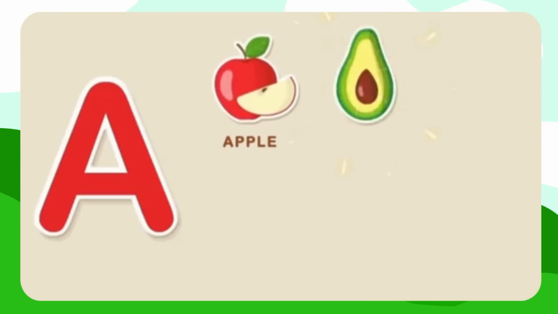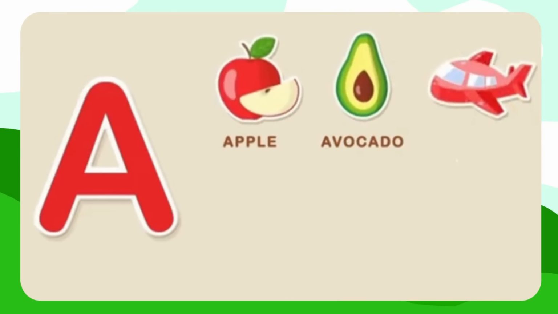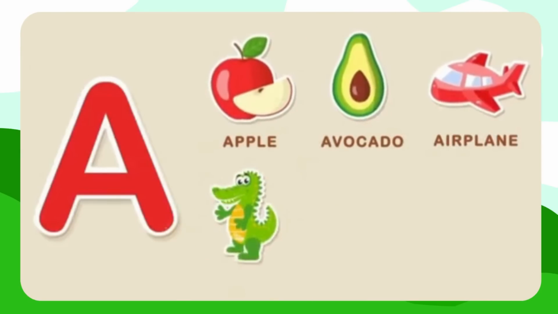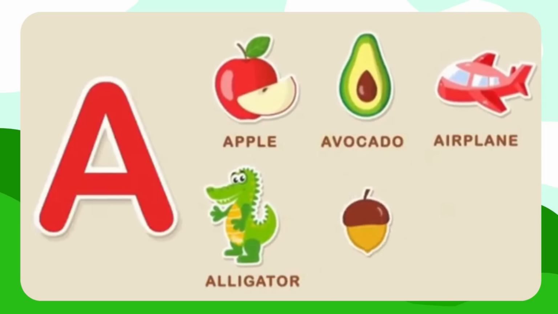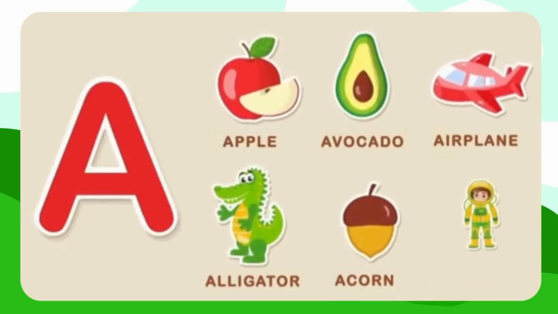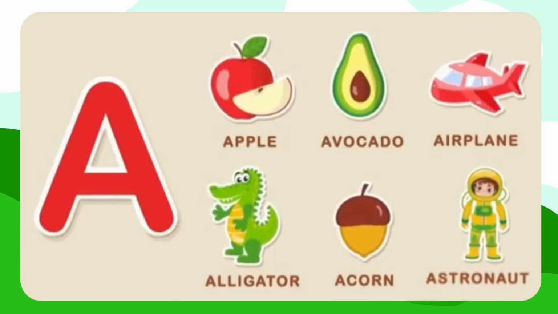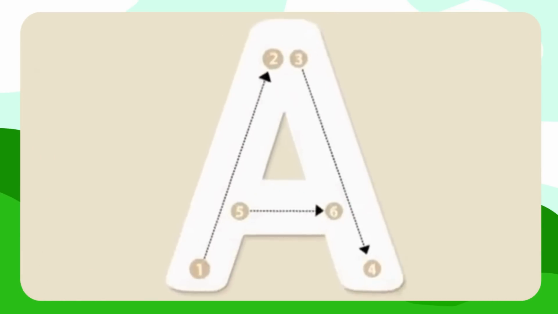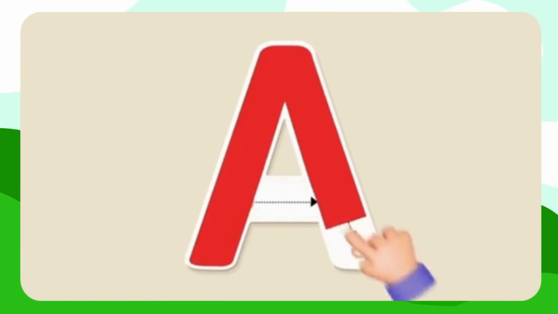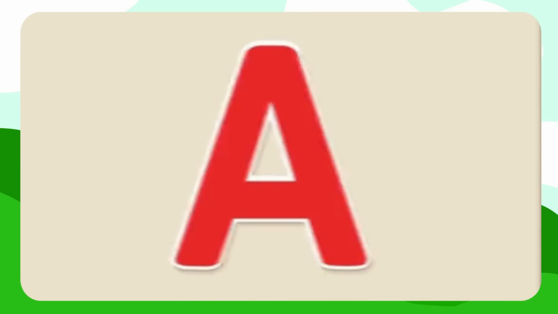Apple, avocado, airplane, alligator, acorn, astronaut. Now, let's learn how to trace the letters. Perfect.